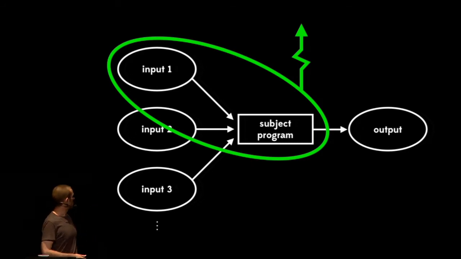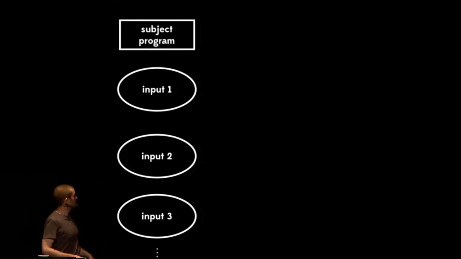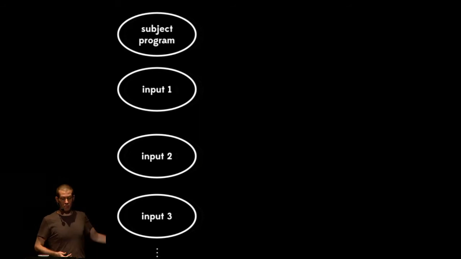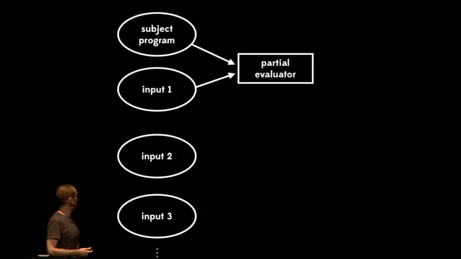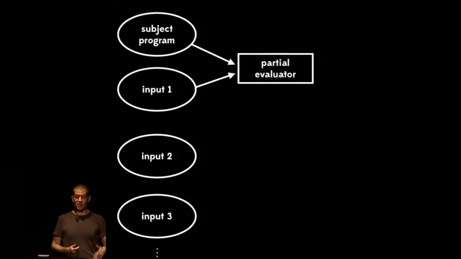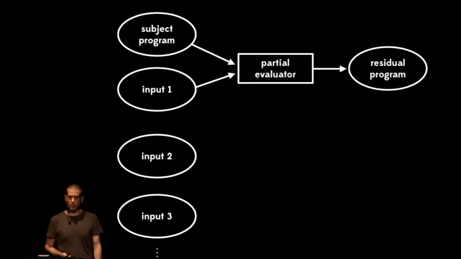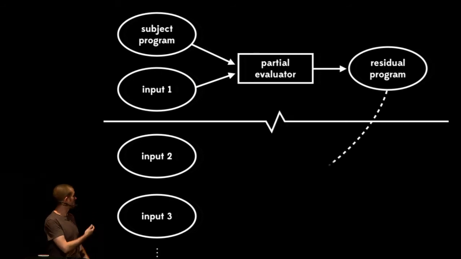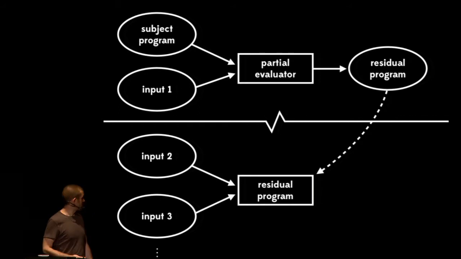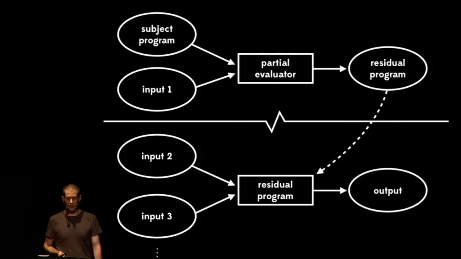So let's see how that works. You take your subject program and some of its input, and instead of treating the subject program as something you're going to execute, you're treating it as data that you're going to provide as input to a partial evaluator. So you feed your subject program and some of its input into a partial evaluator, and then when you run that, you get the residual program. And then later on, you can take that residual program and provide the rest of the input to it and run the residual program, and you get the final output. So instead of doing it all at once, you've pulled it apart into two different execution stages. This is called partially evaluating the subject program with respect to input number one.